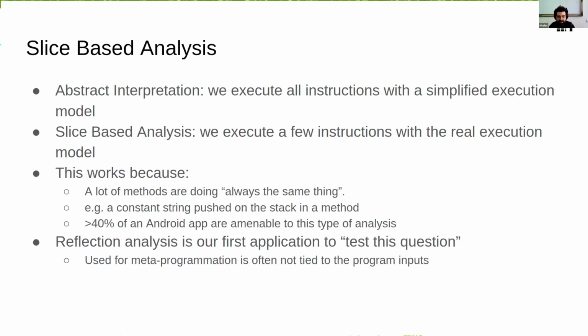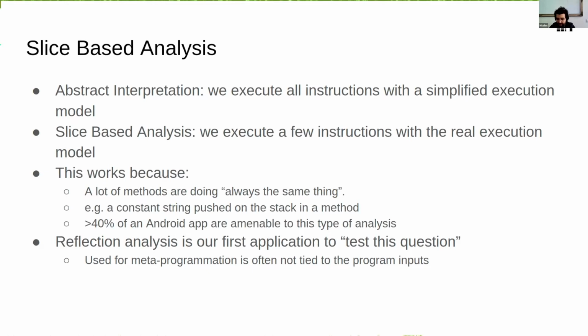And interestingly enough, it's working very well for reflection analysis, and it's working also in a couple of other cases. And this is because, for what we've understood so far, there is a lot of boilerplate code, like for instance, pushing a constant on the stack in a method that is always going to yield the same results. And there are a lot more optimizations that we can yield than what's being done out there.